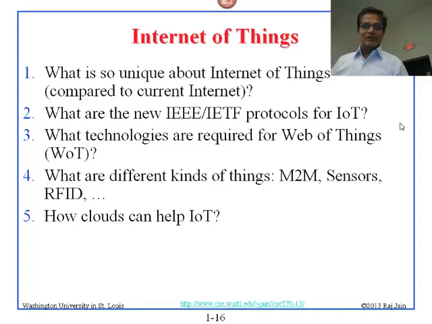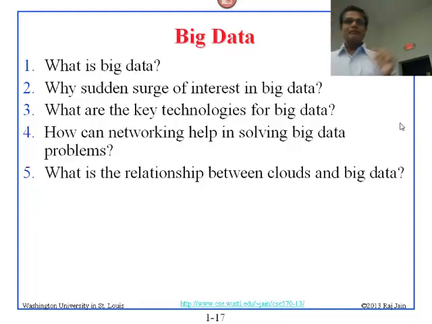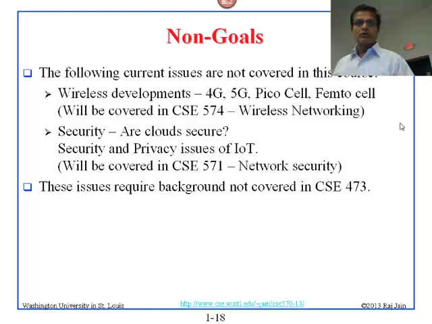How can the cloud help IoT? So IoT, everybody is going to use cloud. Mobiles are using the cloud, and you can see why the IoT can use the cloud. Big data. Am I going backwards? Okay. What is big data? What is sudden interest in big data? What are the key technologies for big data? And how can networking help in big data problems? What are the relationship between the clouds and big data? I'm going to go a little bit faster here because I'm only halfway through my 40 slides.